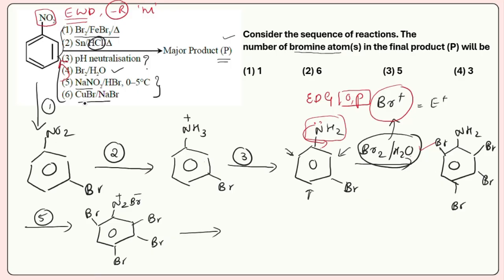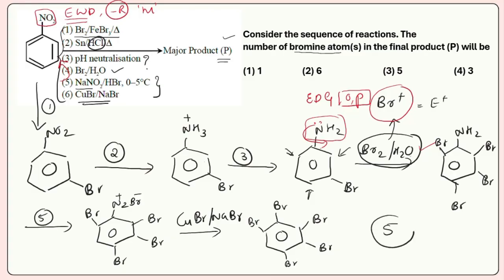And again, what do we do here? CuBr, NaBr is going to replace the N2Br by Br. So this is a Sandmeyer's reaction, a named reaction, to form pentabromobenzene. So therefore, how many bromines are there on the benzene? There are 5 of them. Hence, the final product P contains 5 bromines. The right option is option 3.